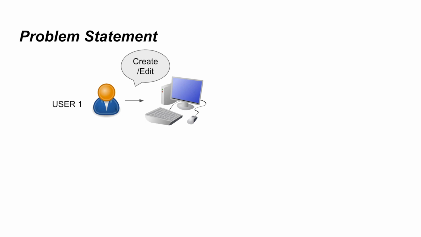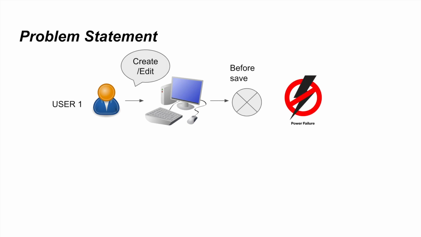Okay, so usually, the create or edit request will go to the backend by the time the user clicks the create button or the save button. Okay, let's say before he clicks save, suddenly the power goes off. So what would happen? Whatever data user one entered will be lost, right?